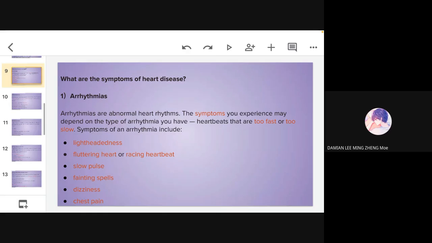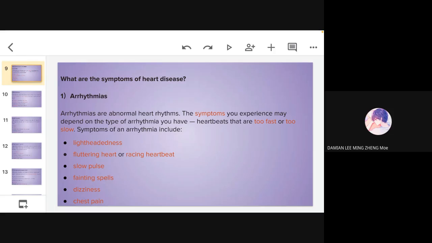What are the symptoms of heart disease? Arrhythmias. Arrhythmias are abnormal heart rhythms. The symptoms you may experience may depend on the type of arrhythmia you have. Heartbeats that are too fast or too slow. Symptoms of an arrhythmia include lightheadedness, fluttering heart or racing heartbeat, slow pulse, fainting spells, dizziness, and chest pain.